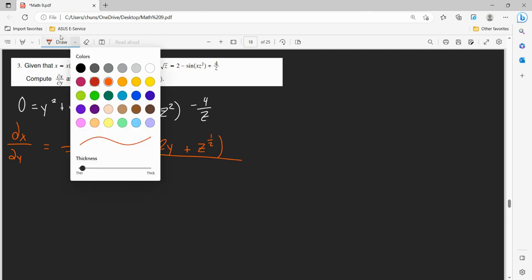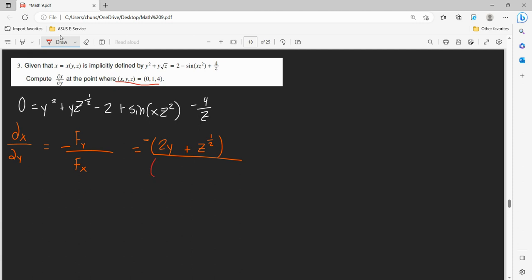And then for x, with respect to x, it's constant, constant, constant, and we can use this one. So this is going to be cos x z squared times the derivative of that x in there, which is just 1. So we're going to leave it there, and that's it.